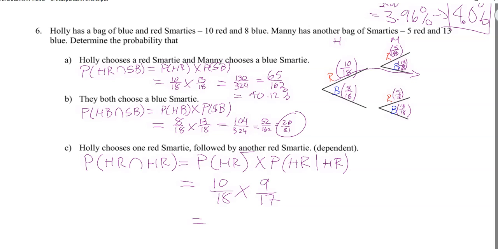In a dependent probability, if it's both the same thing, if it was blue, then there'd be the 8 blue left. But what's left? There are 9 reds left, because she just ate one. And there are 17 Smarties left, because she just ate one. And that's 90 over, all right, wait, if that's 324, then that's got to be 18 less. So that's 306. 45 over half of that, 153. Does 3 go into that? No. 9? Is that it? I don't know.